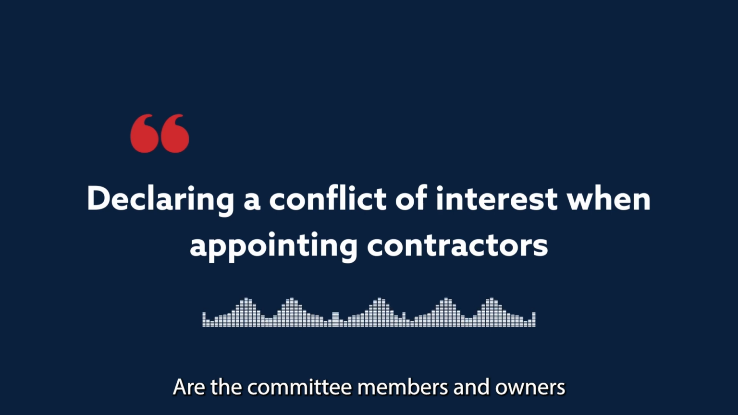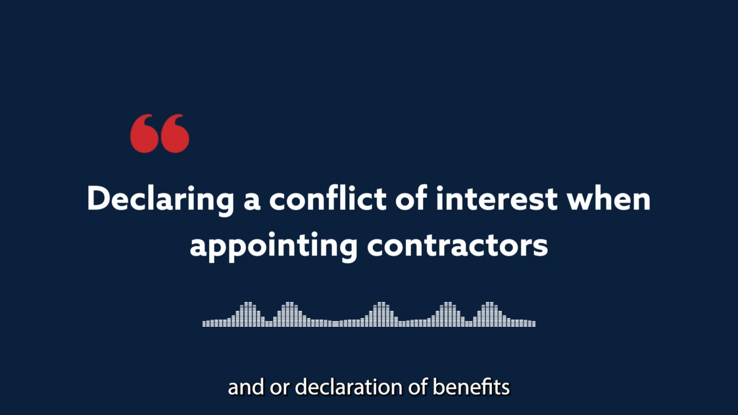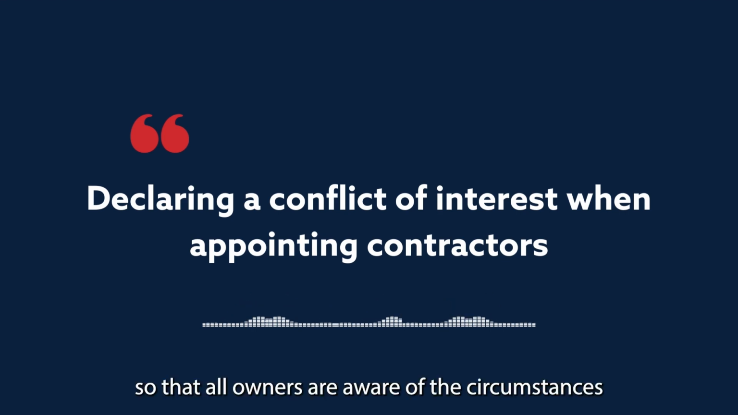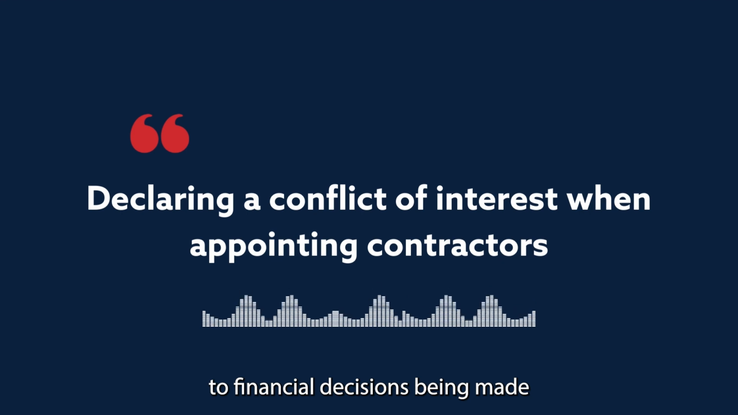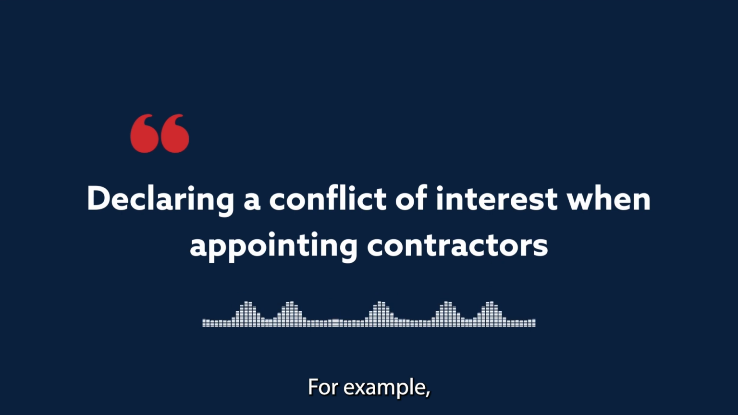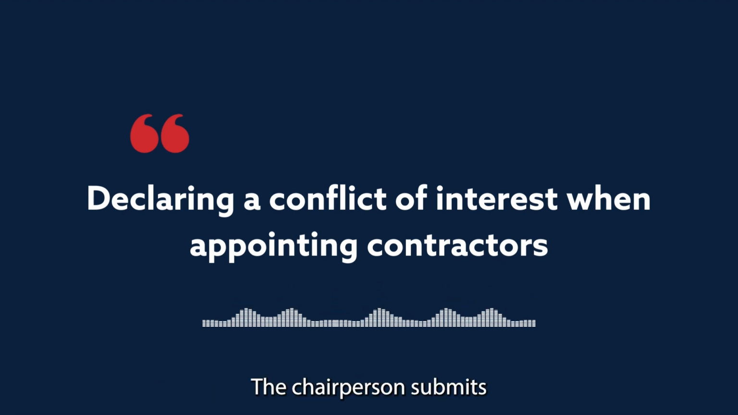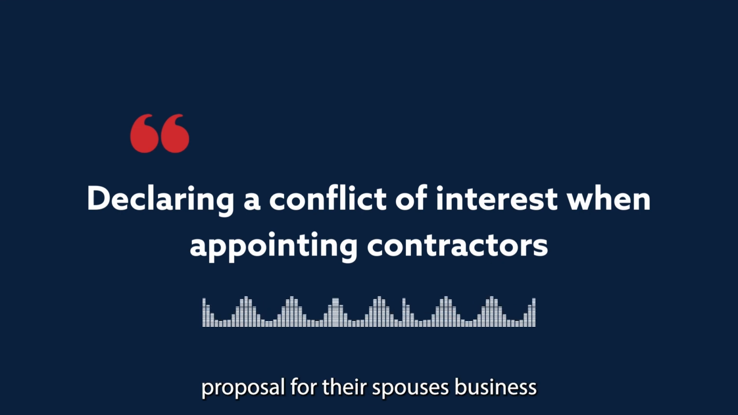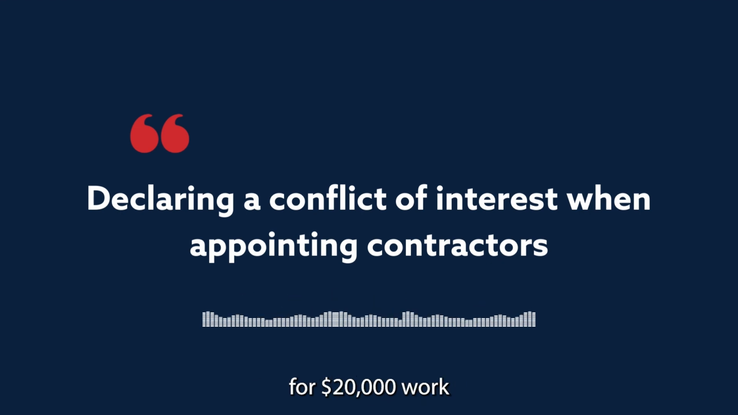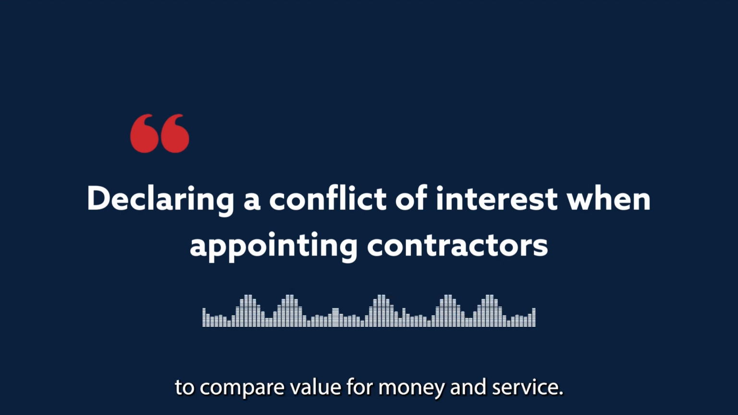Are the committee members and owners required to minute or document all conflict of interests and or declaration of benefits so that all owners are aware of the circumstances in relation to financial decisions being made and contractor proposals being sourced? For example, a chairperson is married to a committee member. The chairperson submits a contractor proposal for their spouse's business for $20,000 work without seeking more than one quote to compare value for money and service.